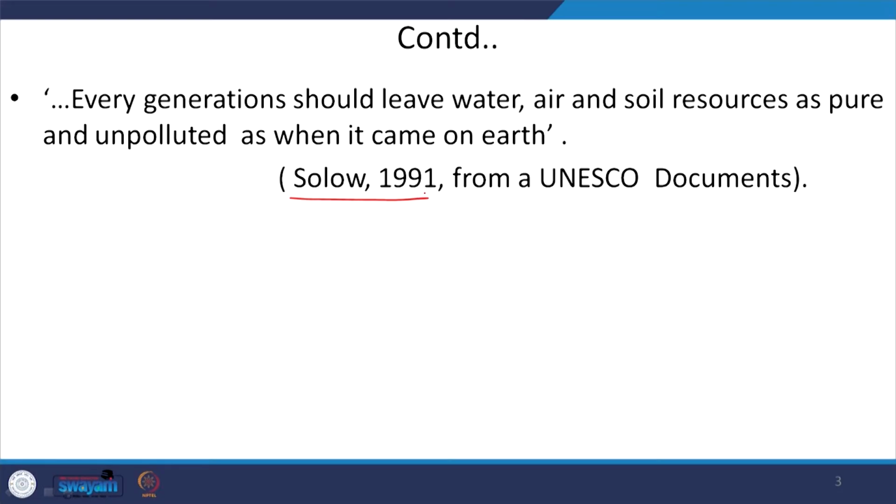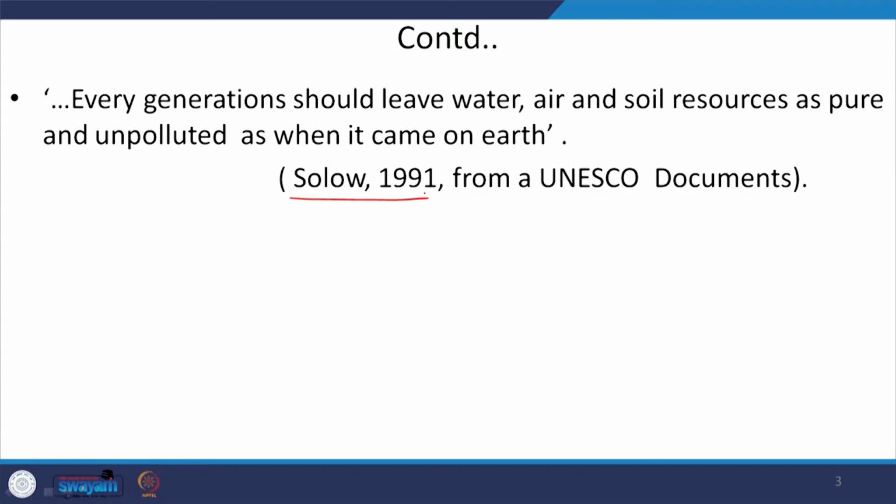In 1991 he tried to understand the meaning of sustainability through examples. He took the example that every generation should leave water, air or soil resources as pure and unpolluted as when it came on earth. Perhaps this is the meaning of sustainability, but it is not the definition. This is an example of sustainability, and we need to understand the meaning behind it and how to define sustainability. Every generation should leave the water and these resources as pure and unpolluted as when they came on the earth.